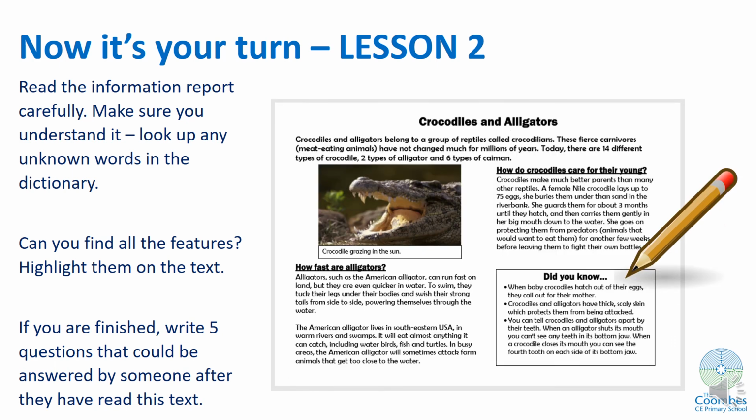Tomorrow you're going to do exactly the same thing, but with a different information report, a different non-chronological report. This one's about crocodiles and alligators. So read it through really carefully, make sure you understand it, look up any unknown words in the dictionary. If you want to write your own little glossary on the back of the sheet, please do so. Have a look for all the features and highlight them on the text, and then when you've finished, write 5 questions at least that could be answered by someone after they have read this text.